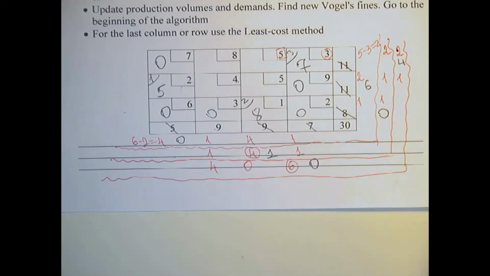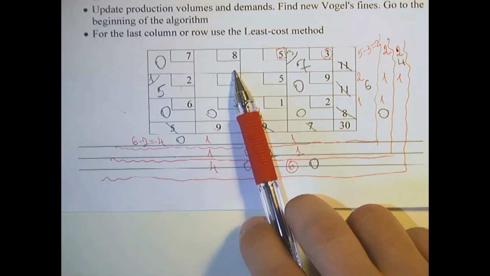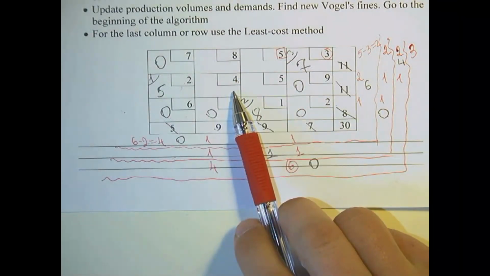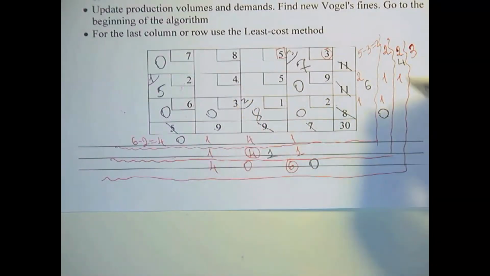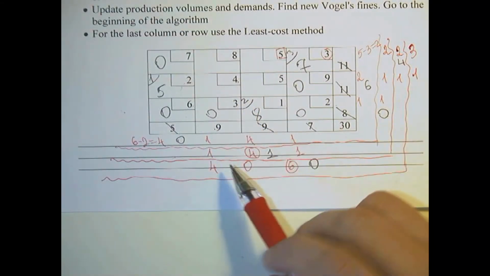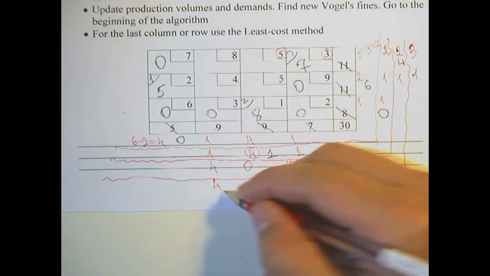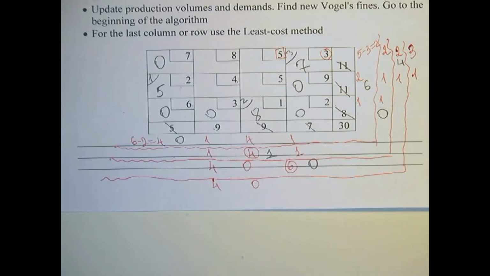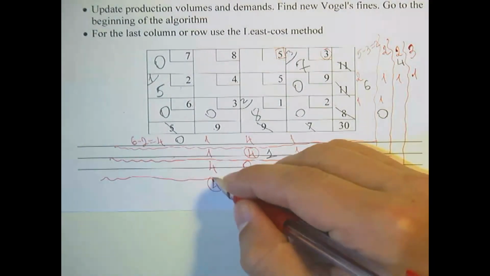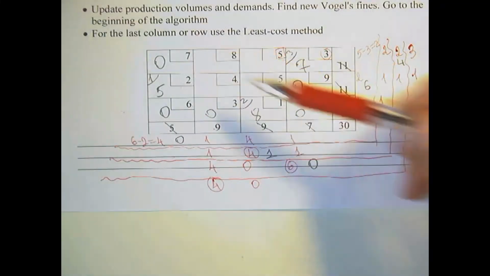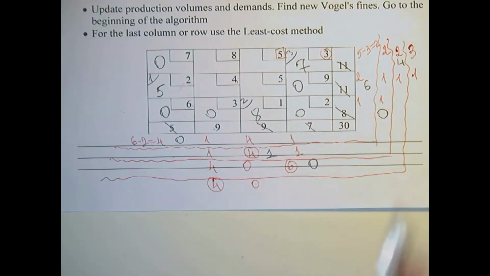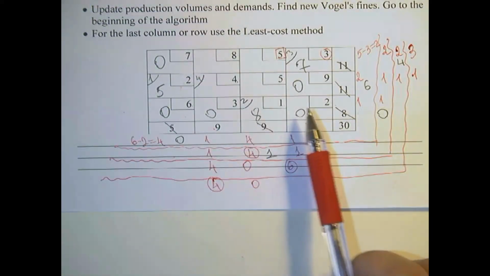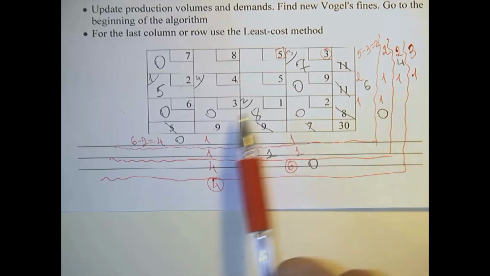Okay, we continue. And now the Vogel fine here is 8 minus 5, it is 3. For this row, 5 minus 4, it is 1. And also we consider this column, the difference is 4, and for this column the difference is 0. So the maximum value is 4, and we deliver to the second column and we choose the minimum cost, and the minimum cost is 4, and we put 4 here, and we deliver the minimum from 6 and 9.